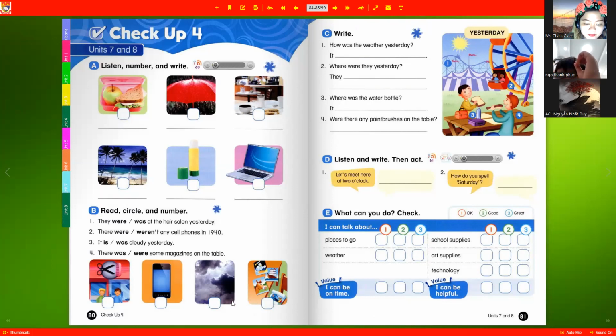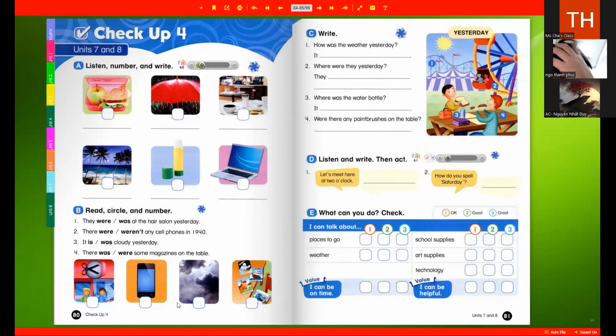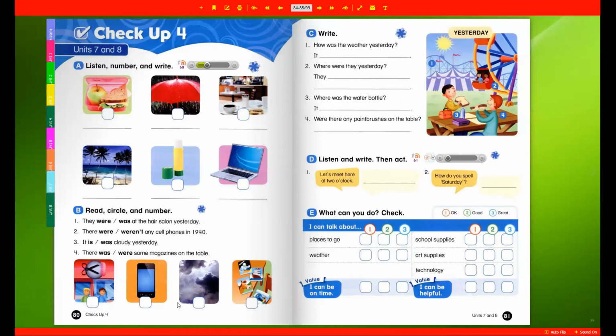Page 80. Check up 4. Unit 7 and 8. A. Listen, number, and write. 1, Laptop. 2, Lunchbox. 3, Glue stick. 4, Coffee shop. 5, Beach. 6, Rainy.